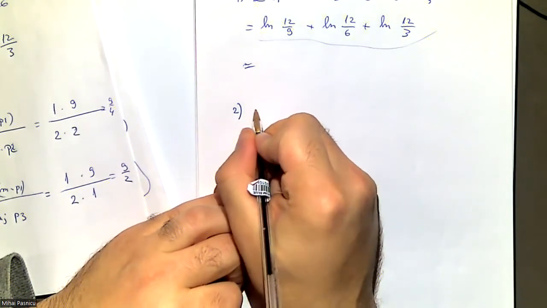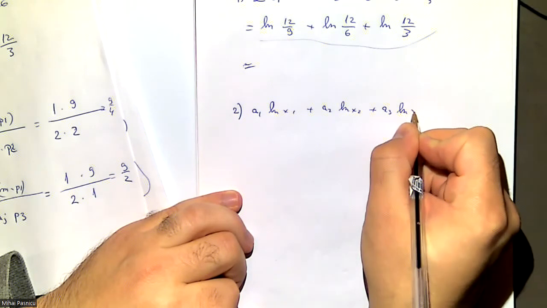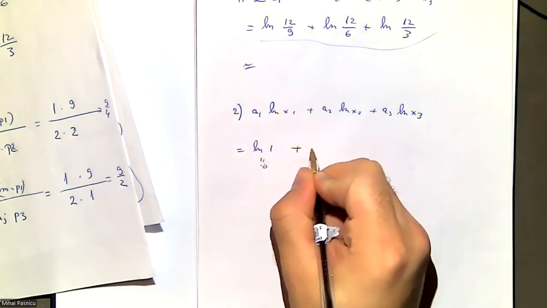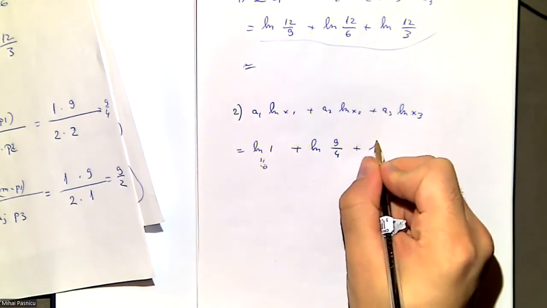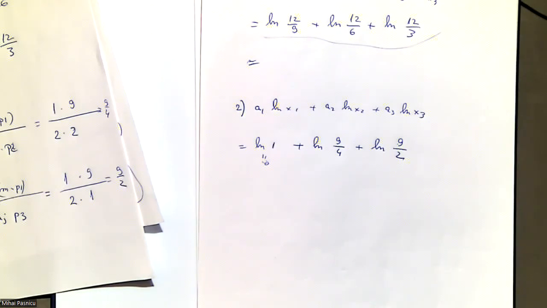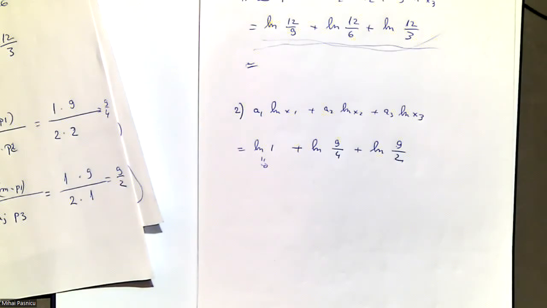Okay, and in case 2, I have again a1 log of x1 plus a2 log of x2 plus a3 log of x3, and this would be equal to log of 1, which is 0, plus log of 9 over 4 plus log of 9 over 2. Can I maybe compute this and see which one is bigger? I would plug in the calculator here, and you see which one is bigger. I think this one is bigger. Mathematically, I'm estimating that this one is bigger, but I might be wrong.